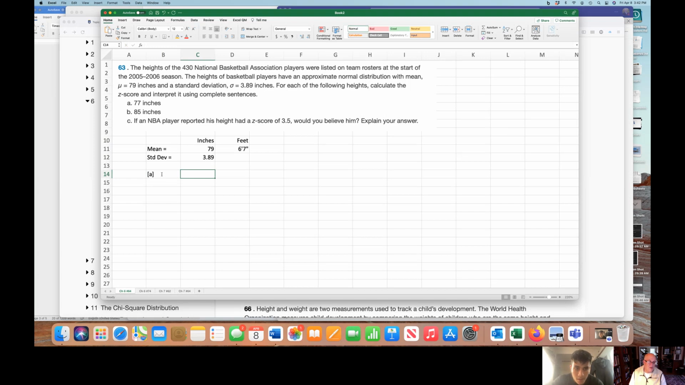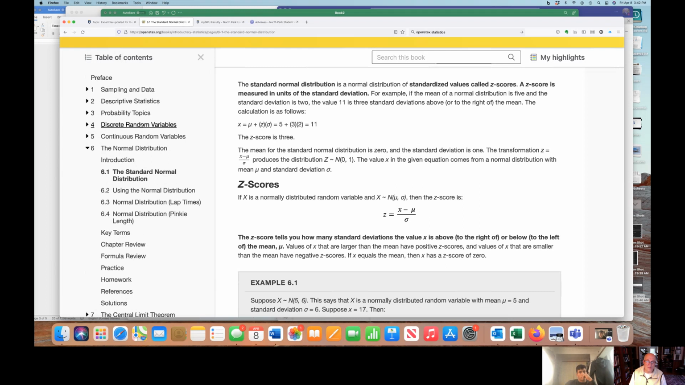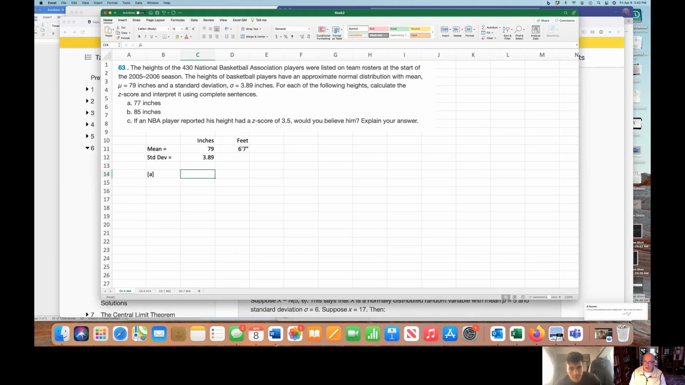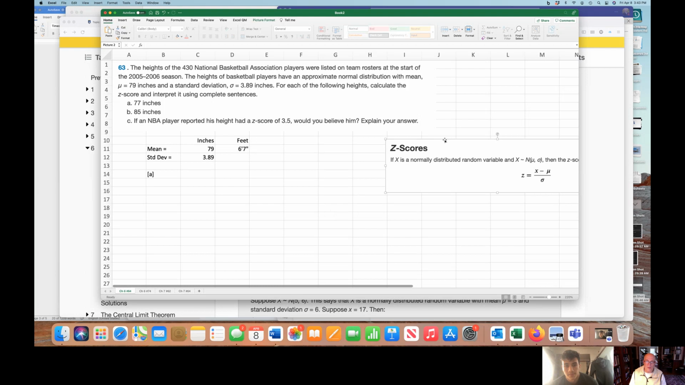And I'm like, what's a z-score? I don't remember what a z-score is. So let's go to the standard normal distribution. Well, gee whiz, there's a definition of a z-score. Why don't we use that? I'll copy it and put it right here. That's the formula I would use.